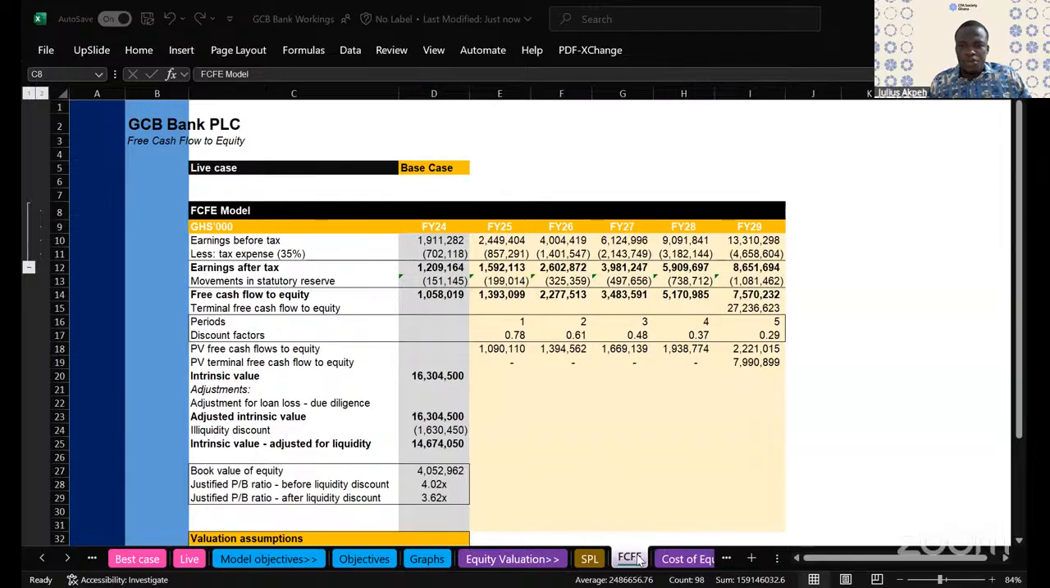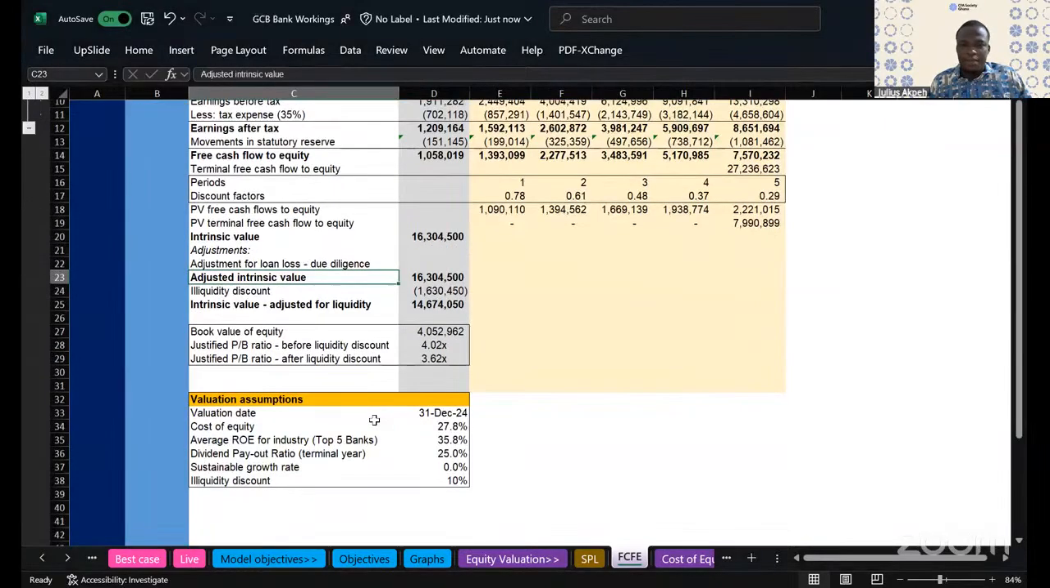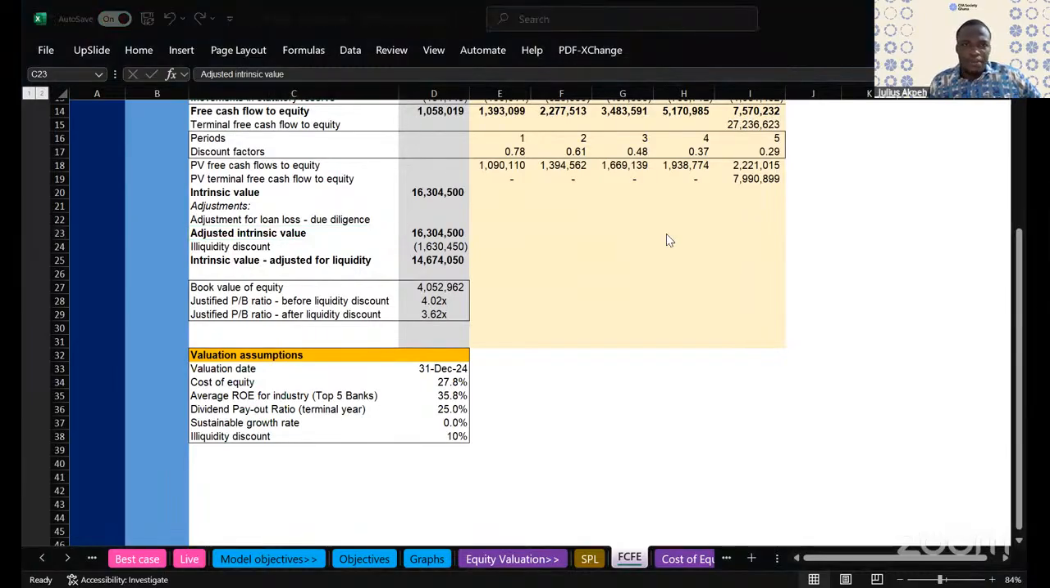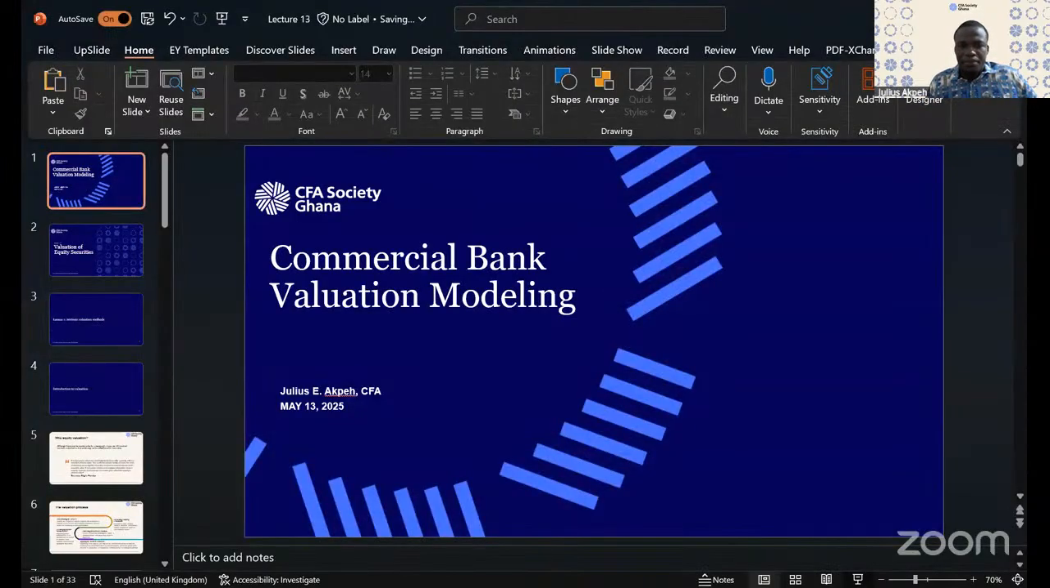But today, what we're going to do is look at another method, and that is the residual income. Let's get into the residual income quickly, and let's understand the rationale behind the use of the residual income model, and then we run quickly back to Excel to look at how it is done. So today is May 13. Let me share my screen so you can see my PowerPoint.